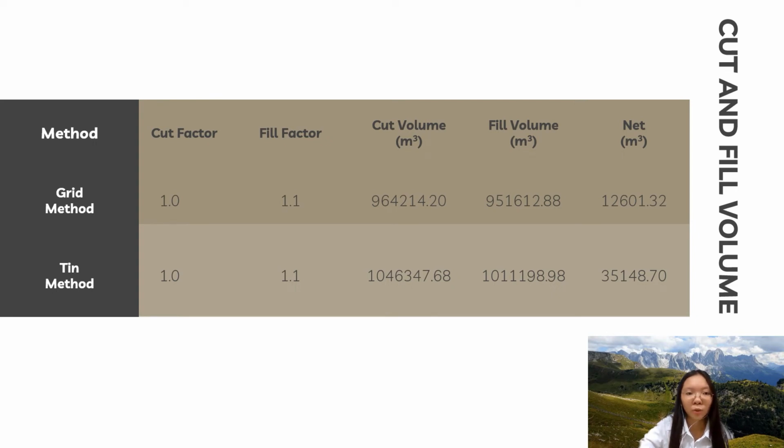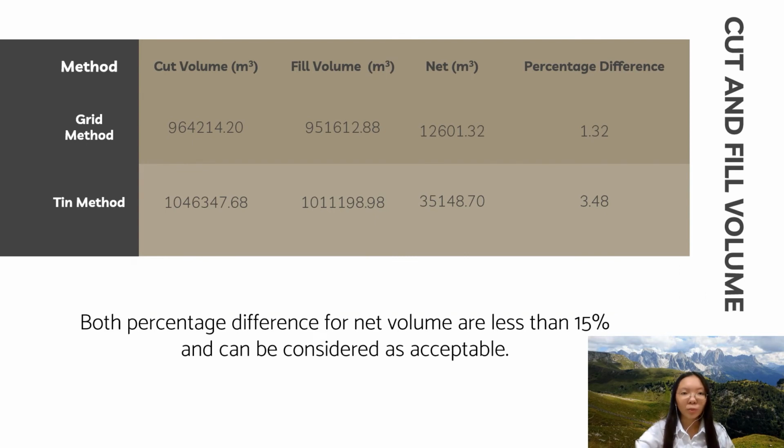meter cubed, while the team method gives a net volume of 35,148 meter cubed. For the grid method, we have a percentage difference of 1.32%, while for the team method, it recorded a percentage difference of 3.48%. Both methods recorded a percentage difference of less than 15% for cut and fill volume, and the result can be considered as acceptable.